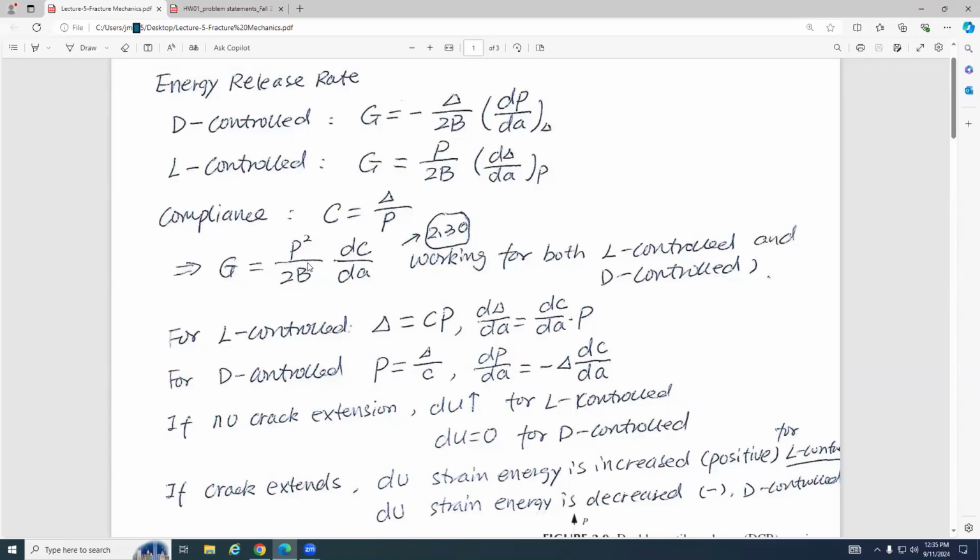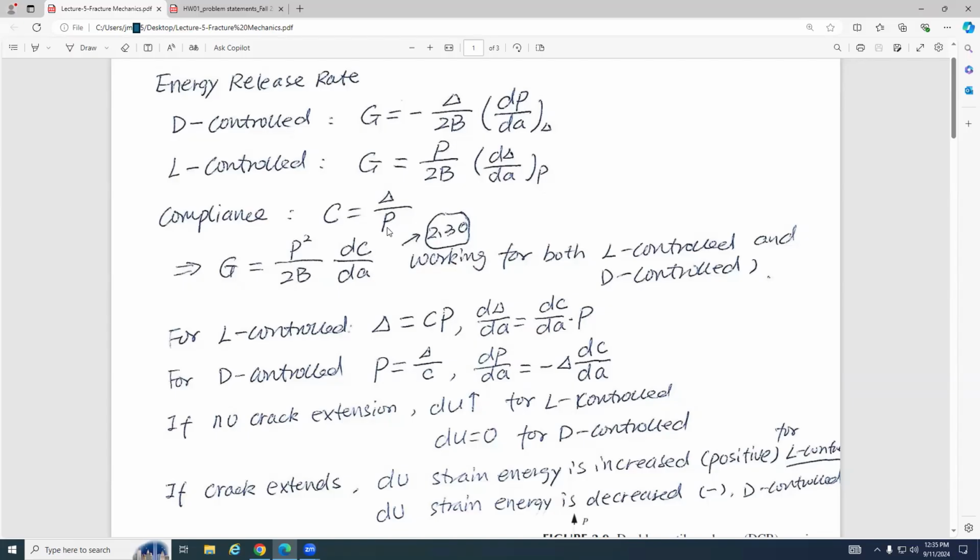Oh, it's because we have DC over DA, not delta over DA, in the C. Okay, yeah, that's a P. Here is a P power one, right? Right, this is a power one, but here is a power two. Okay, because we have C here. And C is a function of P. That's a good question. We can just clarify this equation.